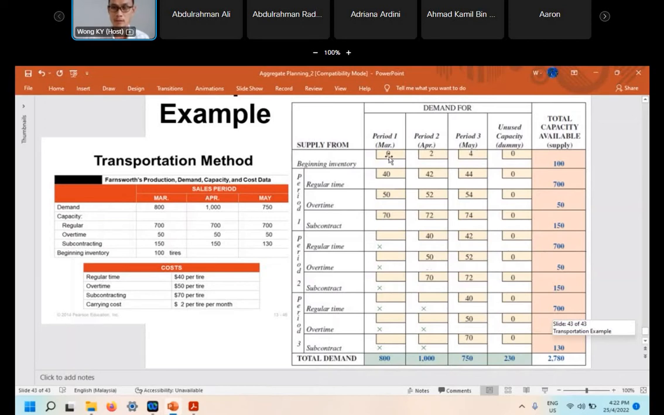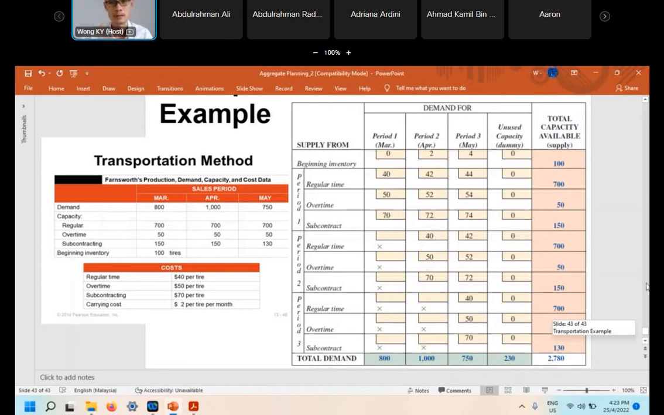Now, if you look at the dummy column, everything will be zero. The cost is 0, 0, 0, 0, 0, 0, 0. Why? Because this is just a dummy column. It's meaningless, so we just put 0. This column is just created to balance up the demand with the capacity. Basically it has no meaning, and because of that, we just put 0 cost.